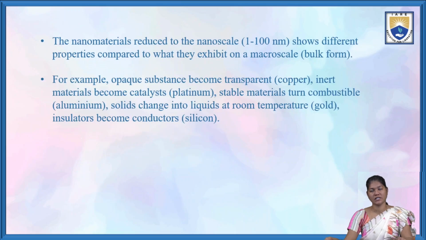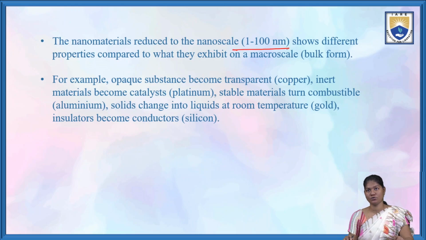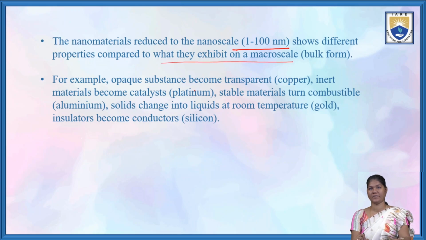The nanomaterials reduced to the nanoscale of 1 to 100 nanometers show different properties when compared to what they exhibit on a macro scale, macro scale in the sense of bulk form. For example, opaque substances become transparent, in the case of copper.